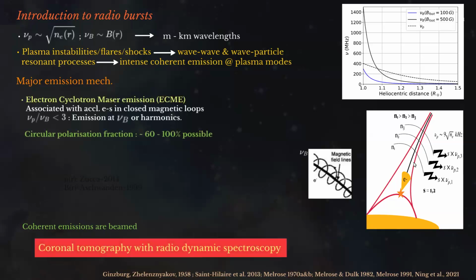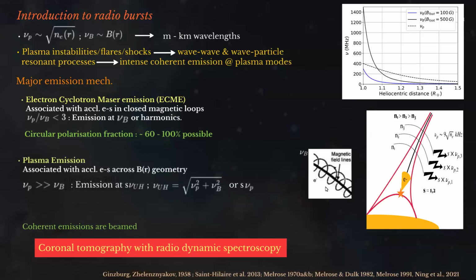Yeah, so two of the main emission mechanisms are the electron cyclotron maser mechanism. This usually happens when, at the flare site or the instability site, you have a condition where the plasma frequency to gyro frequency ratio is less than 3. Basically, it is a magnetically dominated plasma. And the gyro frequency can be thought of as the frequency of the electron gyration in these magnetic fields.